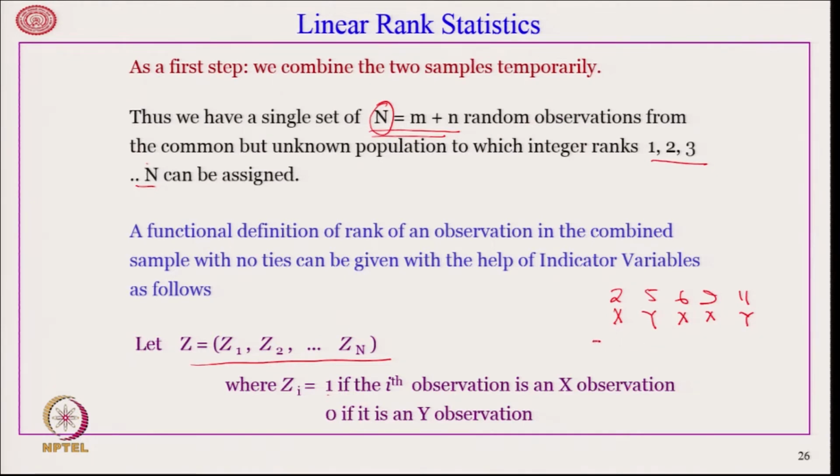Therefore, z1 = z3 = z4 = 1, because the first, third and fourth observations are from x. Therefore, they get the value 1, and z2 = z5 = 0, because these two are from the y population. So, that is how we get an array of size capital N with binary values, either 1 or 0, depending upon whether it is from x or from y.